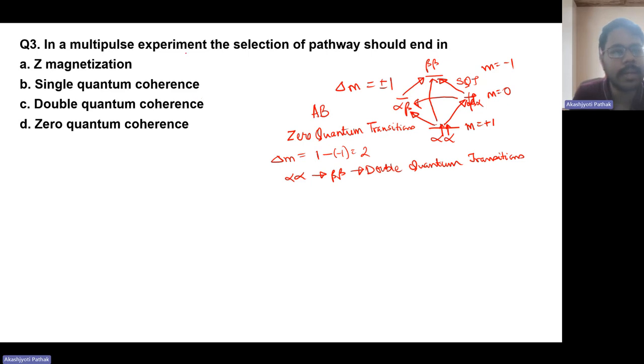Now in a multiple quantum experiment, the selection of pathways should end in... For detecting the signal, the pathway that we follow has a preparation period, then an evolution period, then a mixing period, then T2. In the T2 period we are detecting the signal, so it should end in which type of coherence for detecting the signal, as asked in this question? So that will be what?